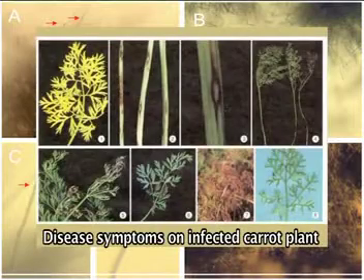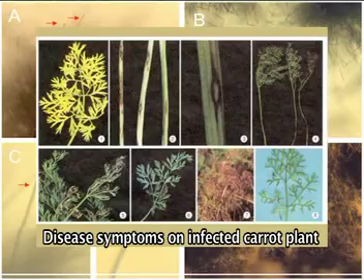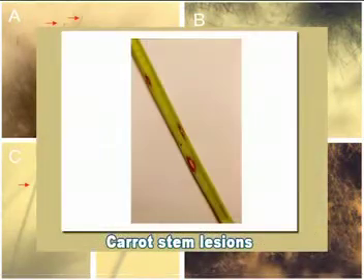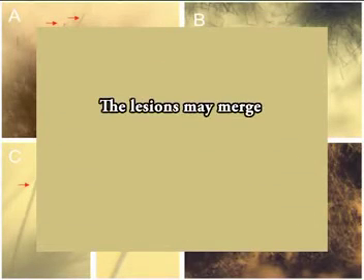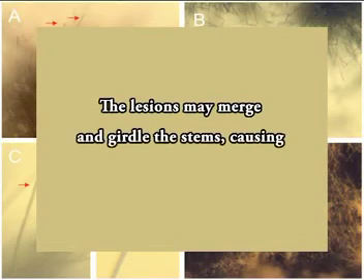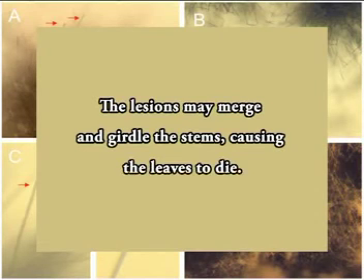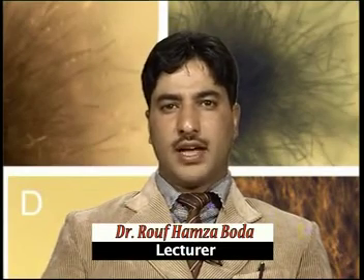This reduces photosynthesis. The pathogen also produces lesions on the petioles and stems, characterized by dark brown borders and tan to gray centers. The lesions may merge and girdle the stem, causing leaves to die. Damage occurs to the host because the pathogen causes severe blight on the leaves and petioles.